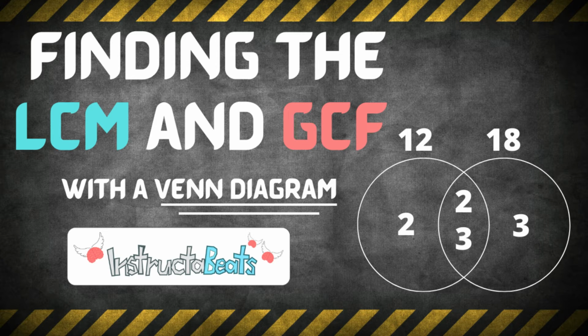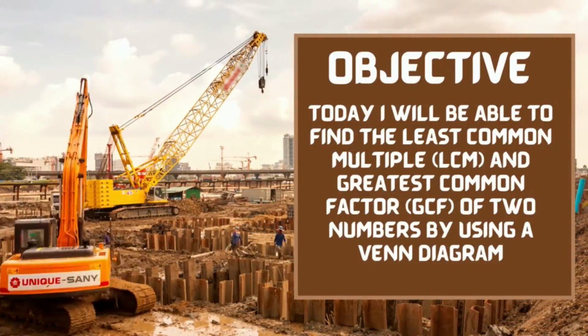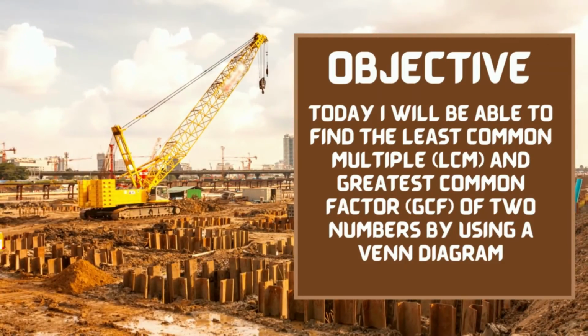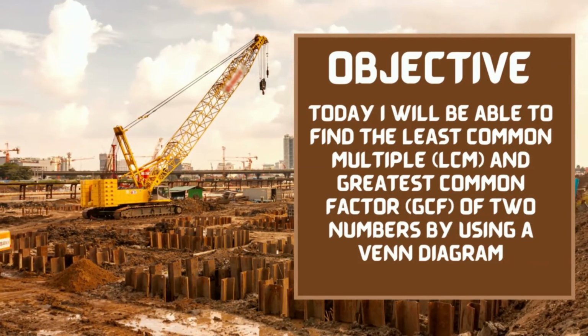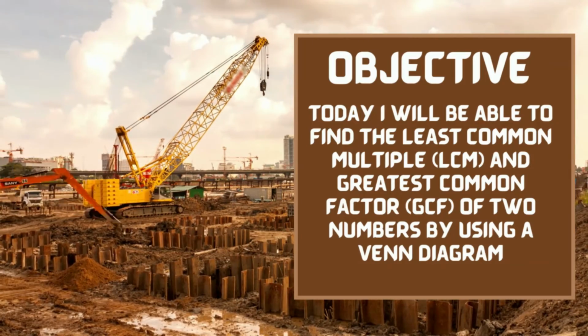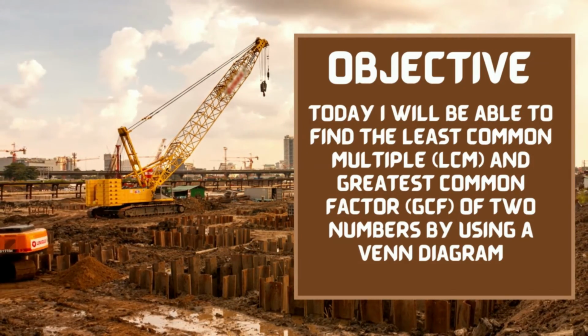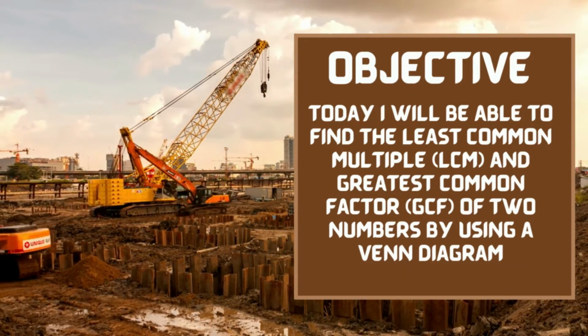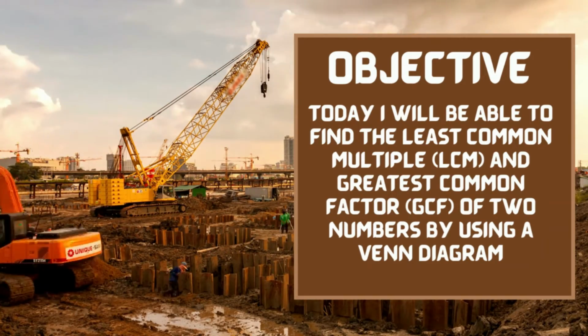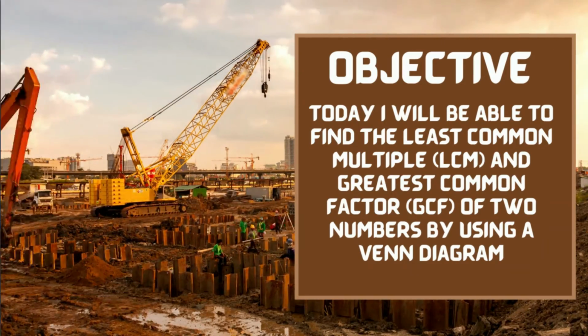Today we're going to be talking about finding the least common multiple and greatest common factor by using a Venn diagram. So let's dive in and see what our objective is today. Our objective today: we'll be able to find the least common multiple, sometimes we call that the LCM, and greatest common factor, or GCF, of two numbers by using a Venn diagram and our prime factorization knowledge.